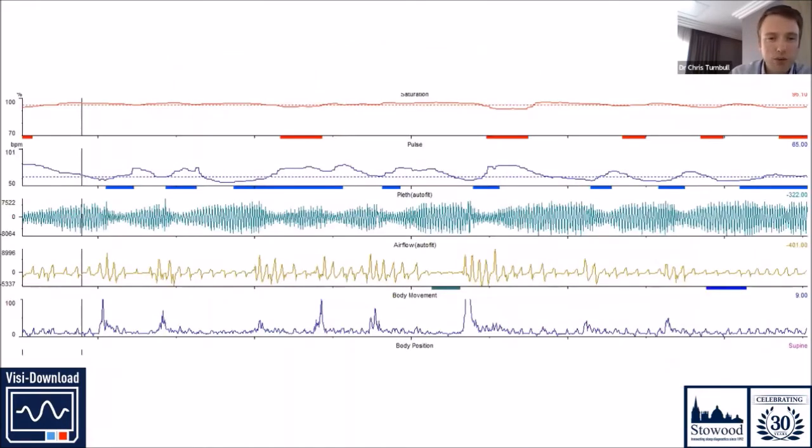I'm just zooming in now in a bit more detail to show you a 5-minute tracing from his polygraphy. You can see this event here is classified as an apnea, although there is a little bit of effort there, so it's a hypopnea. And again, another one of these events is characterized as a hypopnea here.